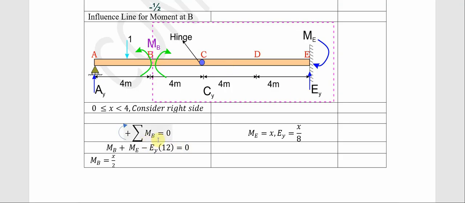So if we solve this relationship, since our EY is s over 8, and our ME is also x, then we have MB to be equal to s over 2 from here, because we are substituting these two values into this particular one here, because s over 8 times 12 will give us s over 2.